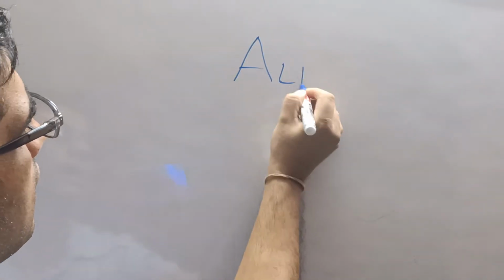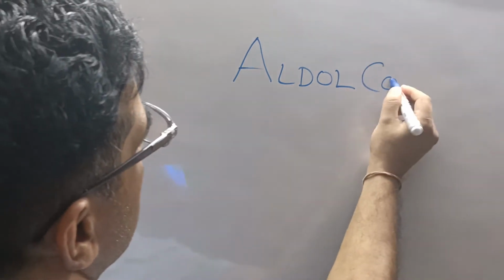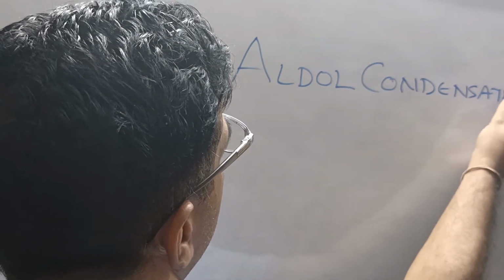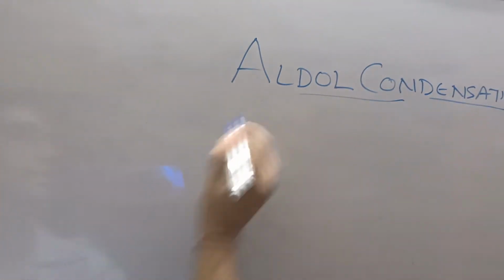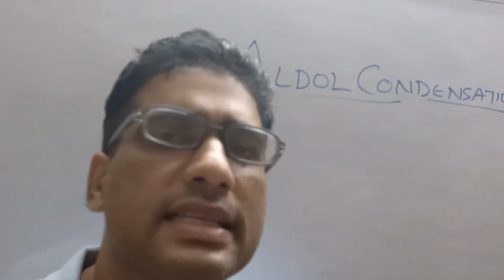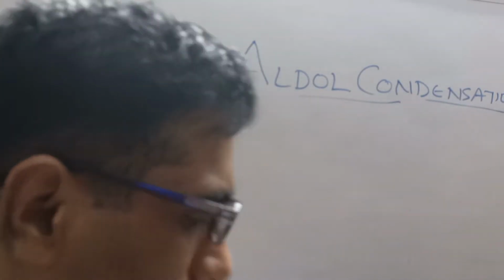Now in this class we are going to discuss a very important chemical reaction of chapter number 3 in organic chemistry, that is aldol condensation. This aldol condensation is shown by those aldehydes and ketones which have alpha hydrogen. So let us understand what is alpha hydrogen.